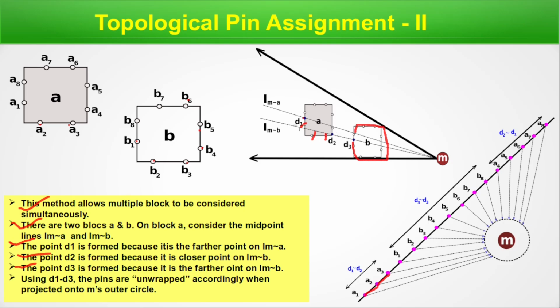And after that it comes like D3 to D2. We are done up to this point. Now D2 to D1. So D2 to D1 means these pins, that is A4, A5, A6, A7, A8. This way they are projected on this inner circle. So this circle, these are projected. So that is topological pin assignment. We are done with this slide. We will move to the next slide.